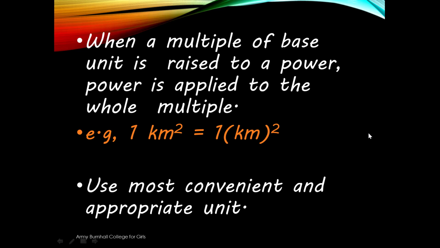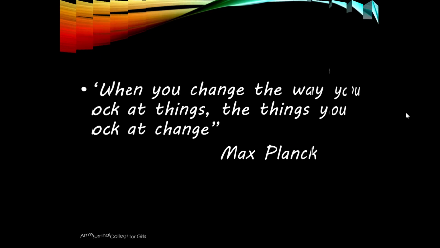And the last one, that we must use the most convenient and appropriate unit. For example, if we are going to measure mass, that cannot be measured in meters or kilometers, that should be measured in grams or kilograms, the most appropriate and convenient unit. Similarly, length cannot be measured in tesla or candela. Length is always measured in meter, kilometer, inches, or some appropriate unit. So all these points should be taken care of.